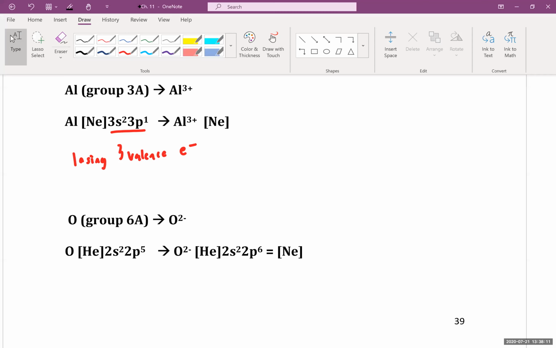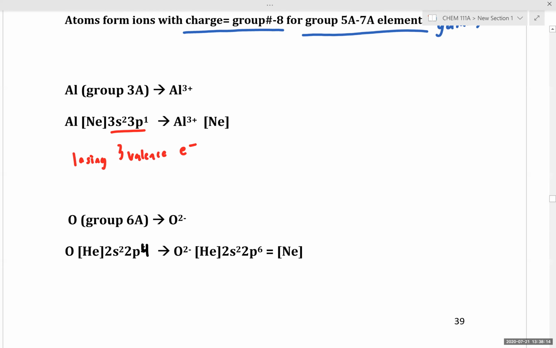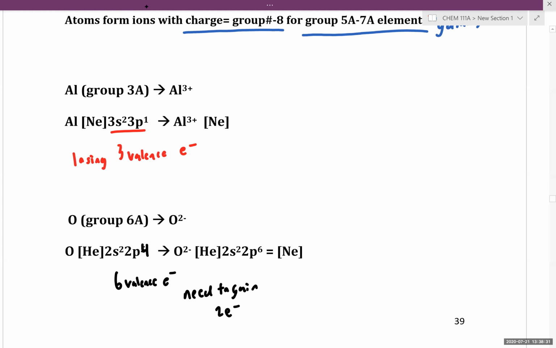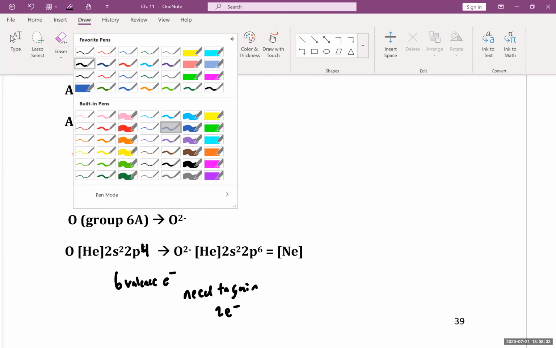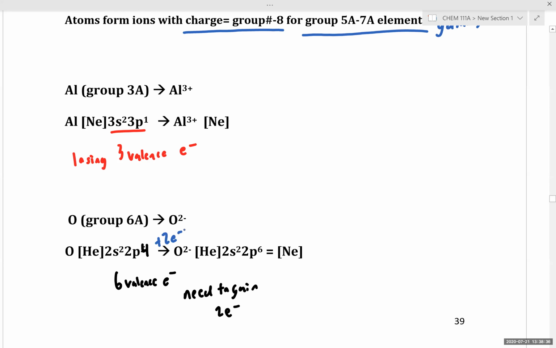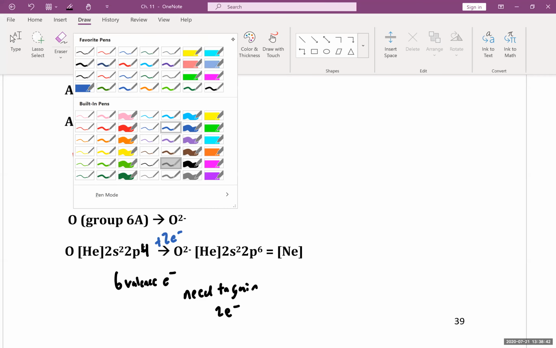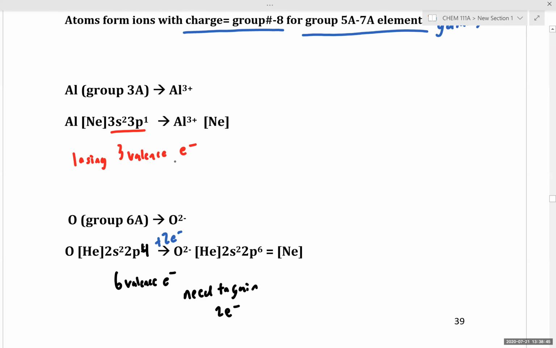Likewise, oxygen forms O2- because initially we have a configuration of 2s2 2p4, where we have 6 valence electrons. So we need to gain 2 electrons. So by gaining 2 valence electrons during ionization, we can generate a noble gas configuration for our oxygen anion. Does this make sense to everyone so far? Any questions?